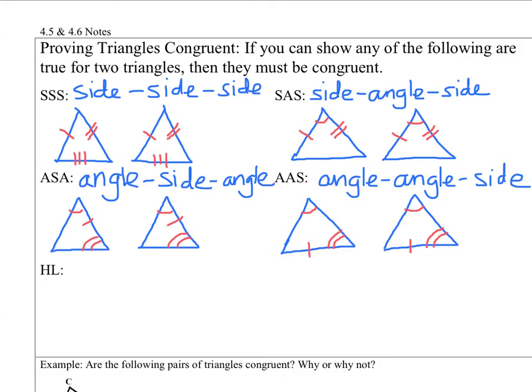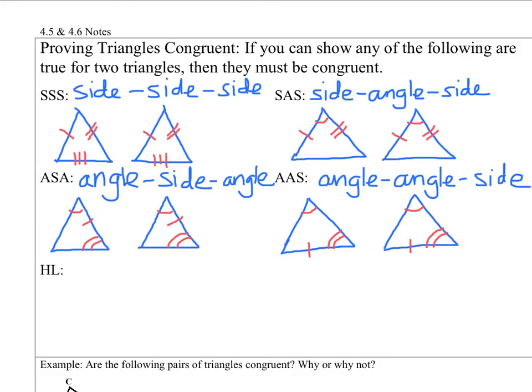Now, there's no such thing as angle, angle, angle. So two triangles can have the same angles, but be different sizes. Their side lengths can be different, and they can still have the same angles. So angle, angle, angle doesn't quite prove that two triangles are congruent. They're similar, but not congruent.